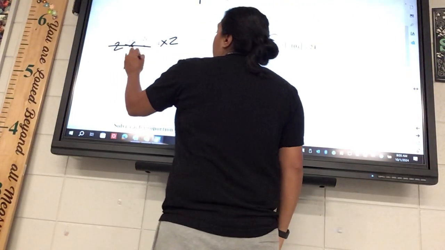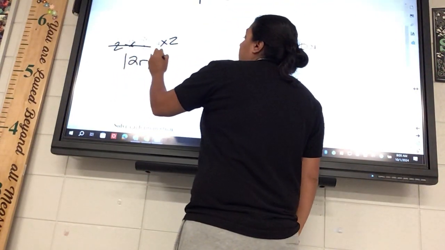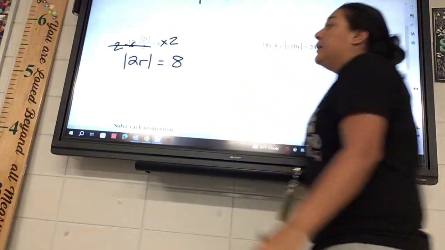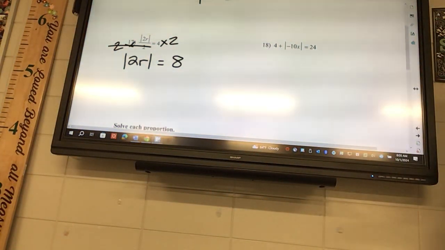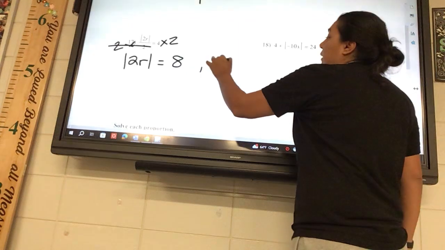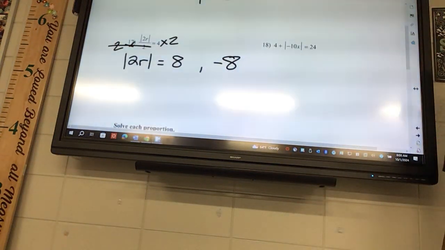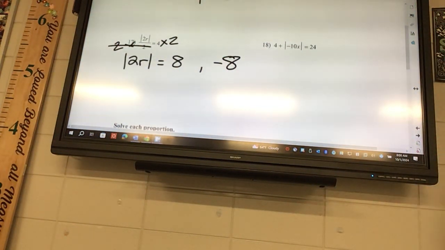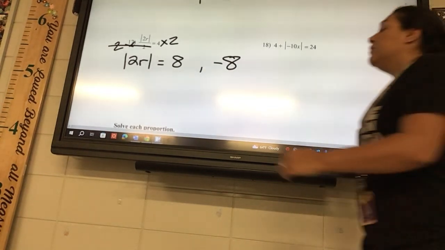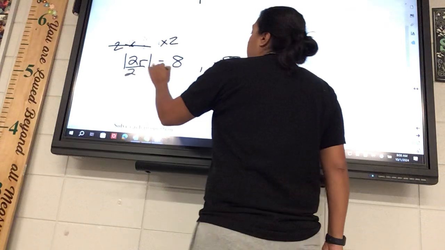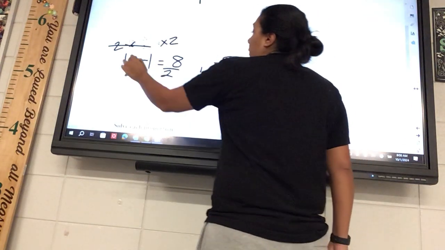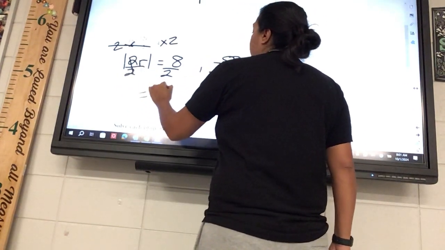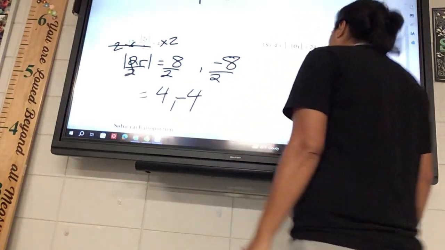Okay, so I'm getting bar 2r bar equals 8. And now you can see that everything is inside the bar. So now we can go ahead and say comma and a negative 8. Okay, and then we're going to divide by 2 on every piece. So we're going to get r equals 4 and negative 4.